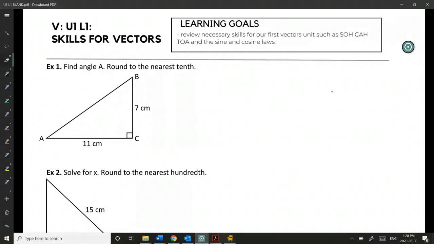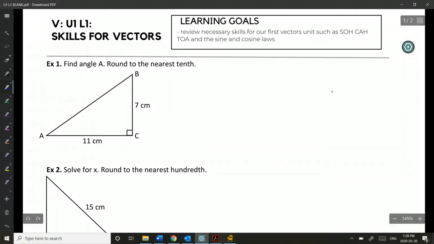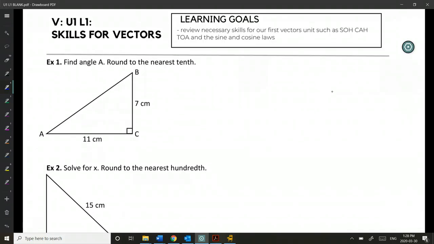Alright guys, so today we're just going to do a brief review on some skills that we're going to need for working with vectors. So the first one, we're taking it back to grades 10 and 11. We're just going to do Sohcahtoa. So remember, Sohcahtoa is only for right angled triangles. And if we're trying to find angle A, we need to label our sides based on that angle. Opposite and adjacent means that we're going to use tangent, and tangent is equal to opposite over adjacent.